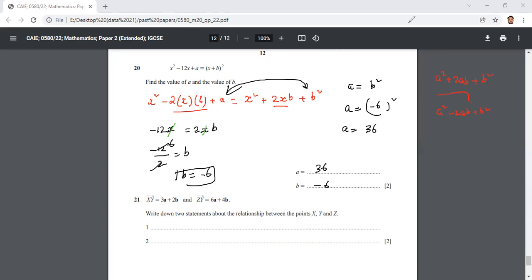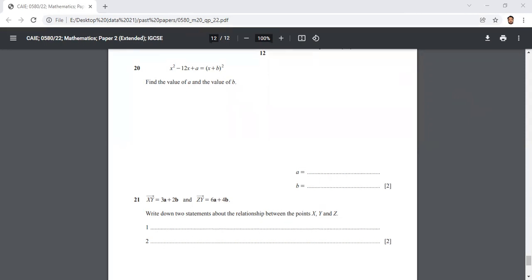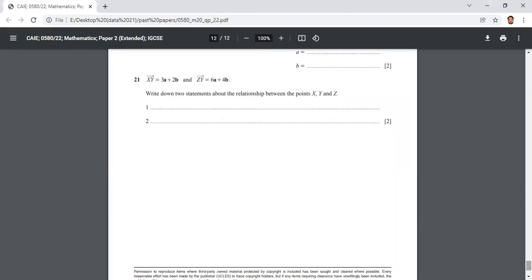And lastly, we have the question from vector. Here we have xy equal 3a plus 2b and zy equal 6a plus 4b. What they want us to do is write down two statements about the relationship between the points x, y, and z.